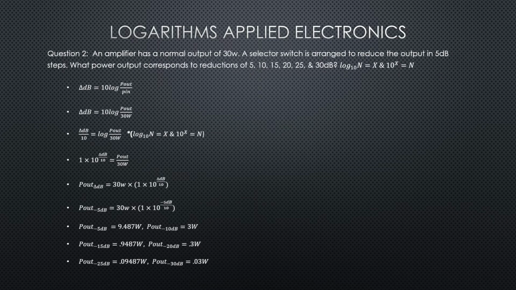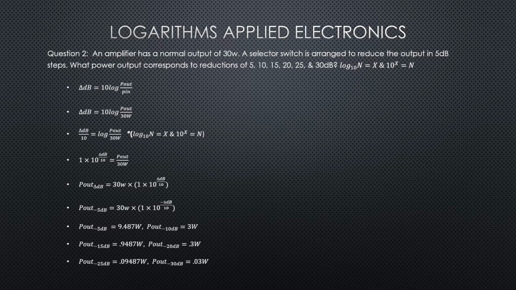All right, an amplifier has a normal output of 30 watts, and a selector switch is arranged to reduce the output in 5 dB steps. What power output corresponds to the reductions of 5, 10, 15, 20, 25, and 30 dBs?